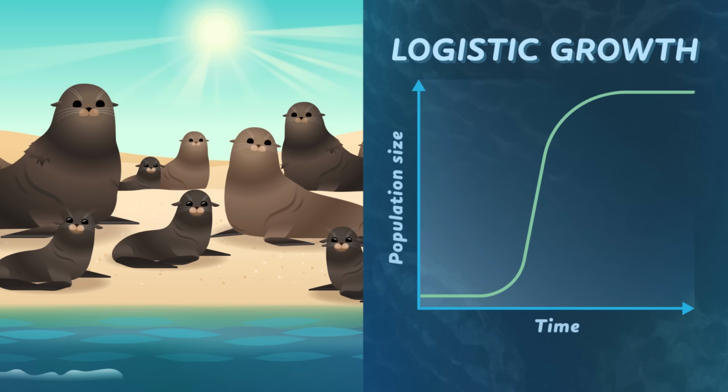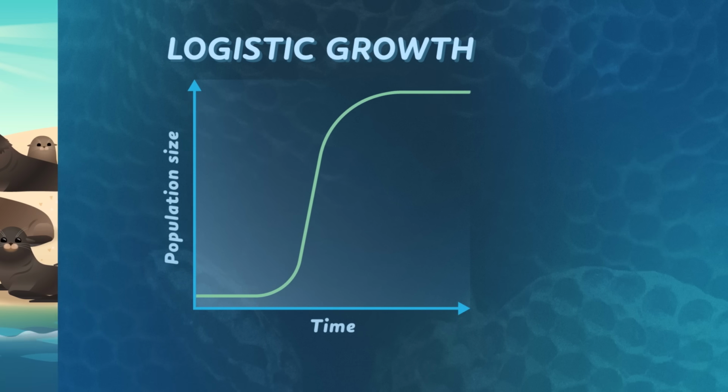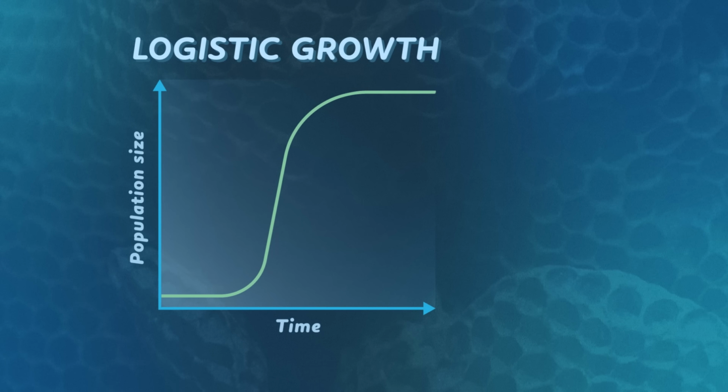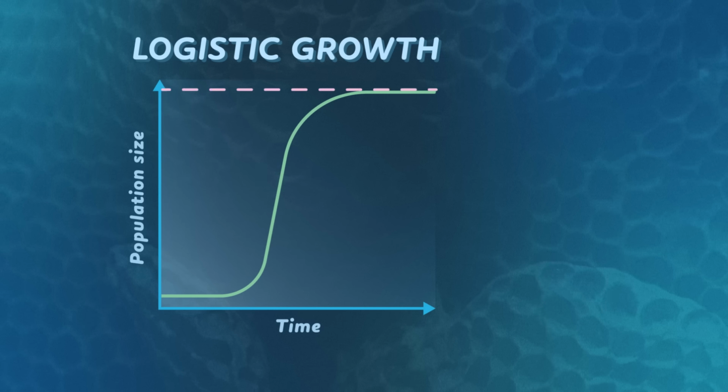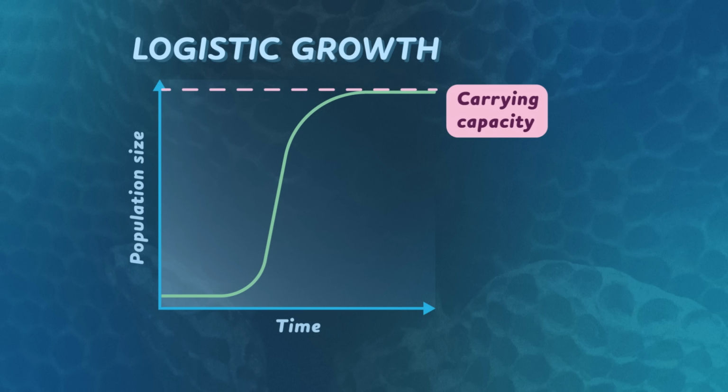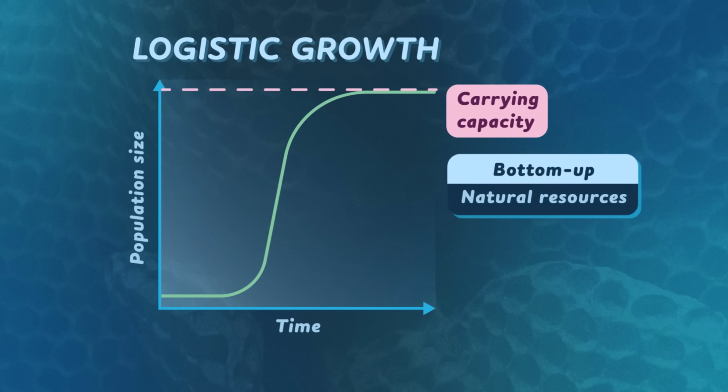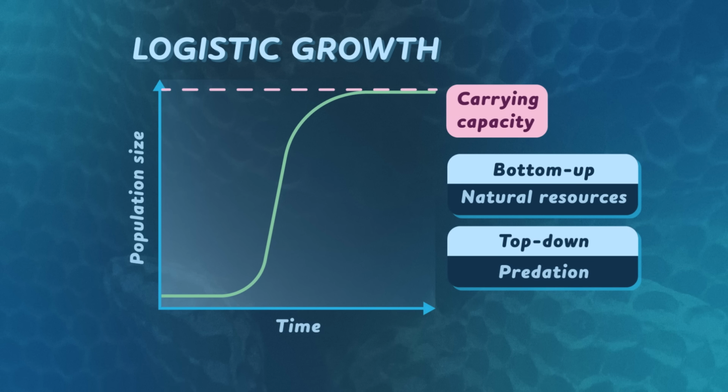This is called the logistical growth model. We add in the maximum population size that the environment can sustain, which is this horizontal line at the top of the graph, called the carrying capacity. There's a limit to the number of bunnies or seals, or people for that matter, and that limit might be determined from the bottom up by natural resources like edible plants, or from the top down by predation, like foxes feasting at the bunny buffet.